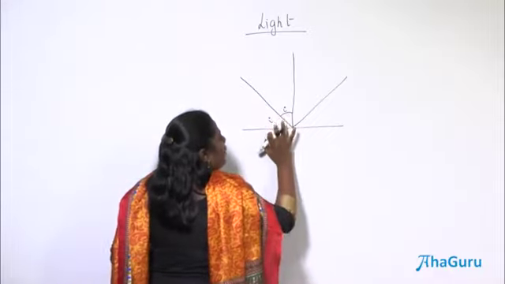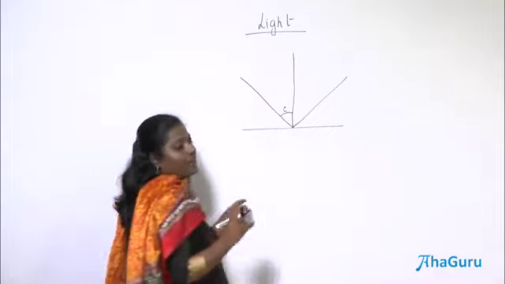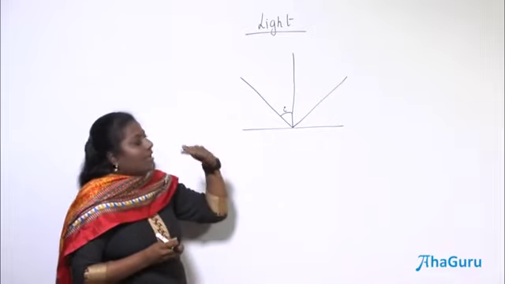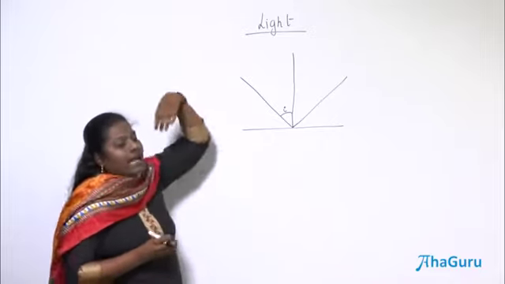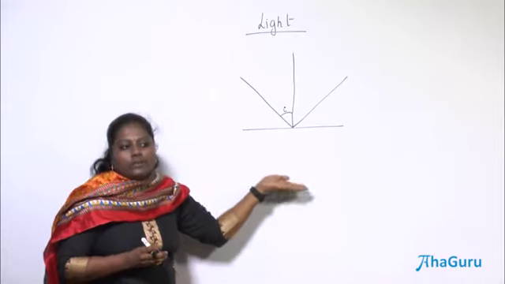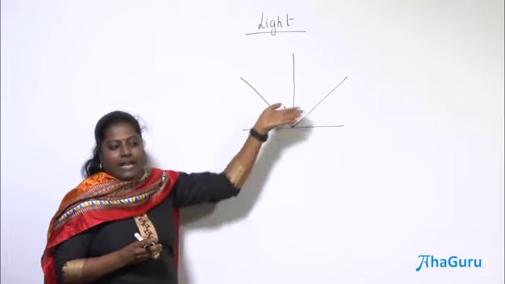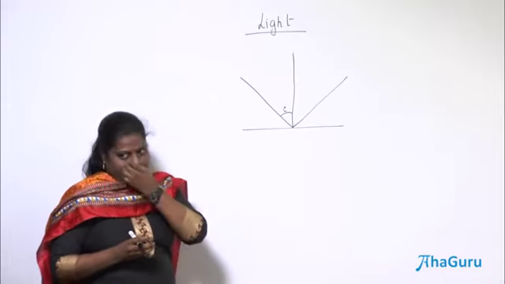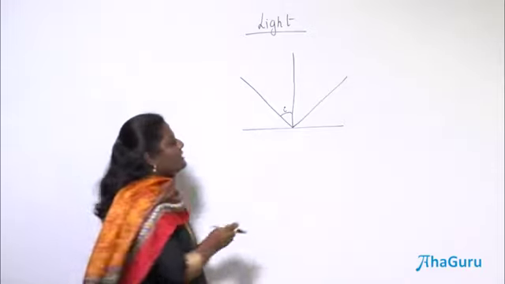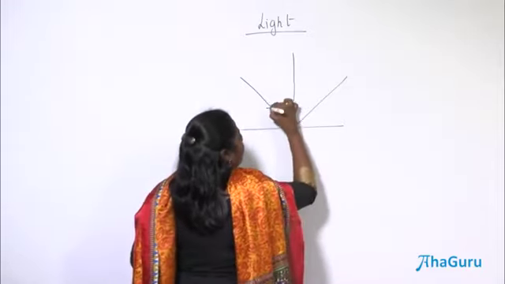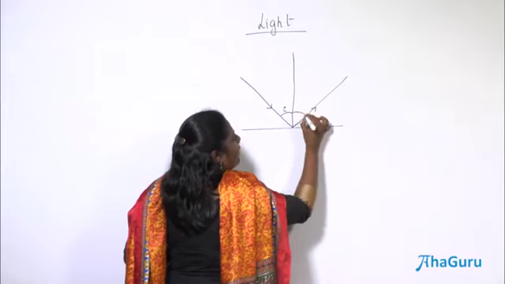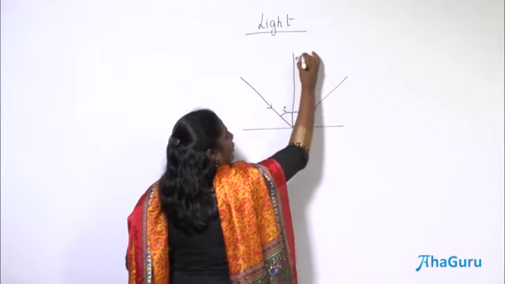So the angle of incidence is always calculated to the normal. Suppose a question says it makes an angle of 36 degrees to the mirror, then what is the angle of incidence? 90 minus 36 is the angle of incidence. So this is the angle of incidence, this is the angle of reflection, and this is the normal.